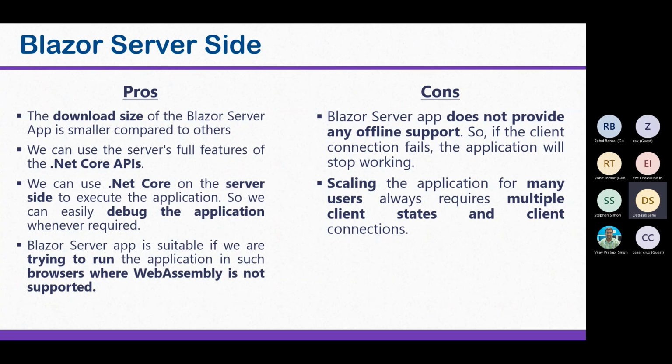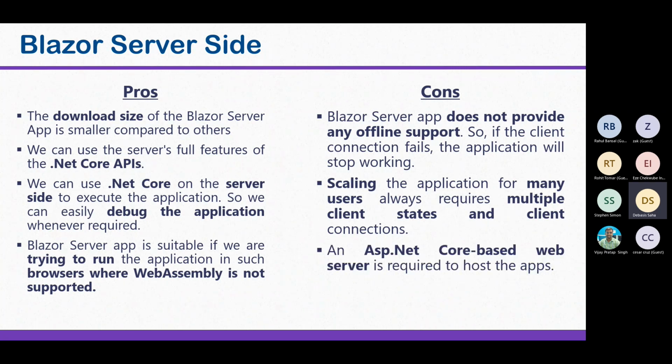So scaling the application for many users always requires multiple client state and client connection requirements. That's why it takes some extra hardware or software resources on the server side. And also for Blazor server side, when we host the application on any server, we always require an ASP.NET Core based web server so that these applications can run, because most of the code we develop in the Blazor server-side model is written in C# or .NET based languages, and those are server-side languages. So for hosting those applications, we always require the ASP.NET Core based web server.